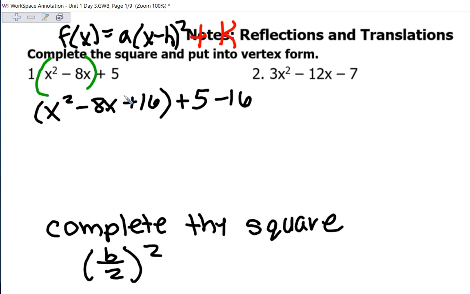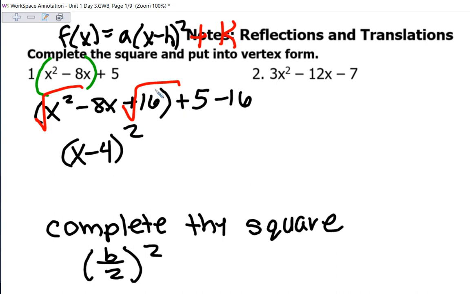Now the next thing we have to do is get it in vertex form. To get it in vertex form, you need to factor this perfect square trinomial, and it factors easily and nicely as a binomial squared. The shortcut is to square root the first term and square root the last term. The square root of x squared is x, the square root of 16 is 4. And keep the sign of the middle term. So if this is a minus 8x, this needs to be a minus in the middle.